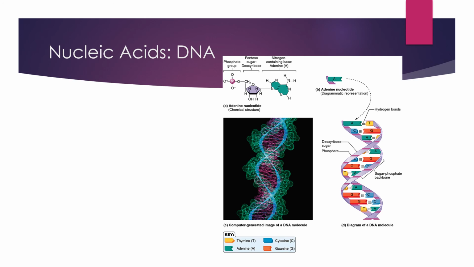C is the computer-generated image of a DNA molecule, and D is the diagrammatic structure of a DNA molecule. So you can see the two nucleotide chains coiled into a double helix. The backbones of DNA are formed by alternating sugar and phosphate molecules. The rungs, so it's almost like a little ladder, are formed by complementary bases, A to T, G to C, bound by 2 or 3 hydrogen bonds, respectively.